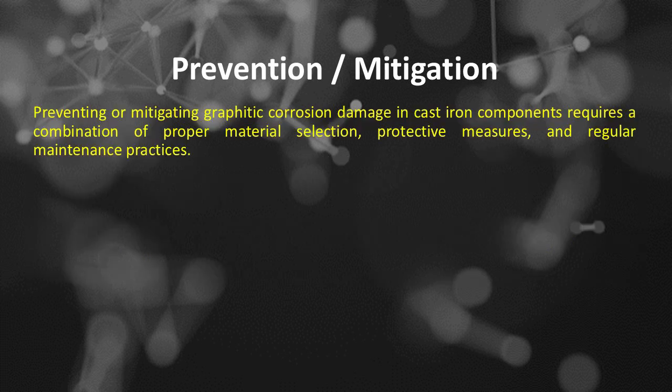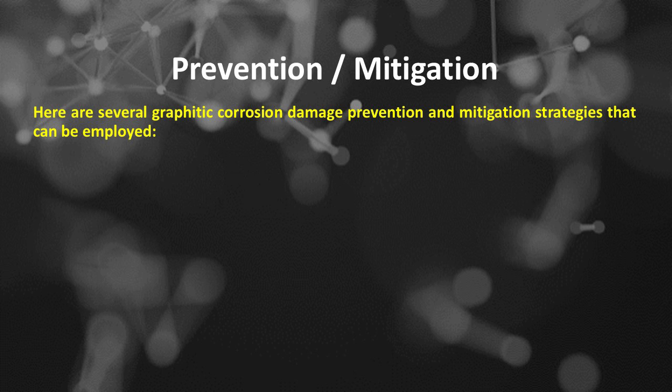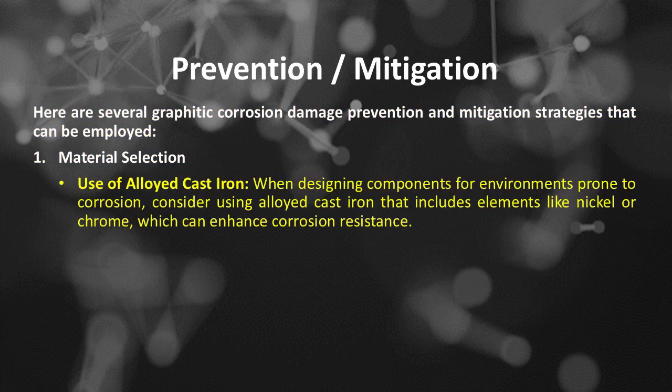Preventing or mitigating graphitic corrosion damage in cast iron components requires a combination of proper material selection, protective measures, and regular maintenance practices. Here are several graphitic corrosion damage prevention and mitigation strategies that can be employed. Number 1 is material selection. Use of alloyed cast iron.